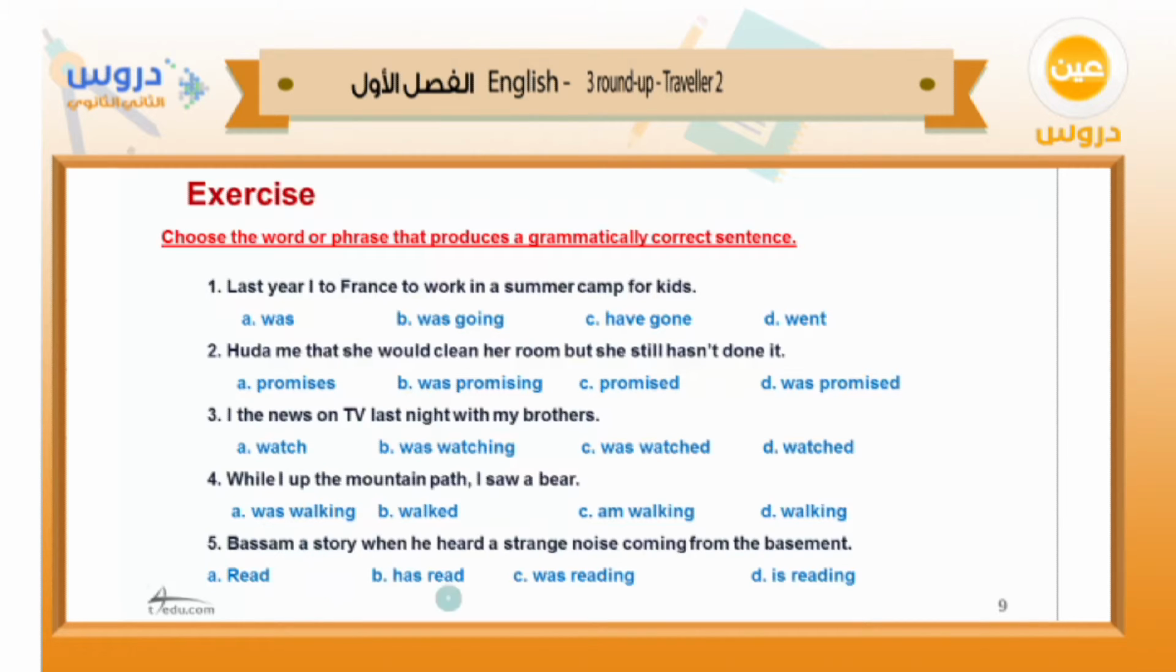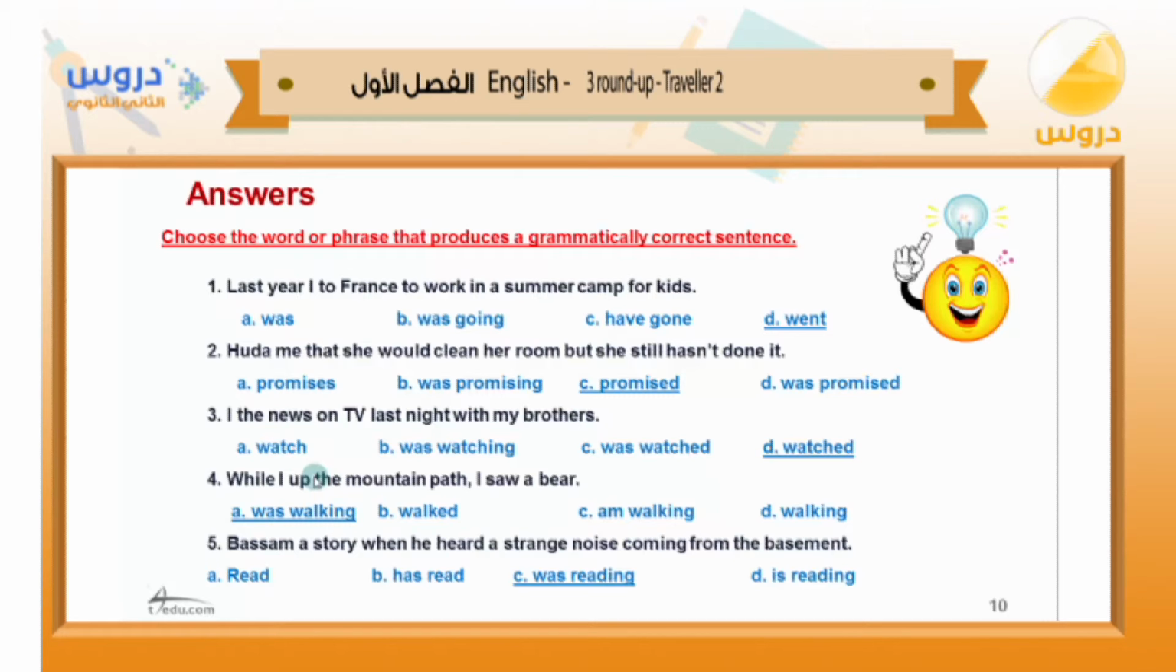Finally, for 5: Bassam read a story, has read a story, was reading, or is reading a story when. You see, there's always when. When you see while and when, most of the time we get an interrupted past continuous or past progressive. That's right. So Bassam was reading a story, what? When he heard a strange noise coming from the basement. So C for 5.